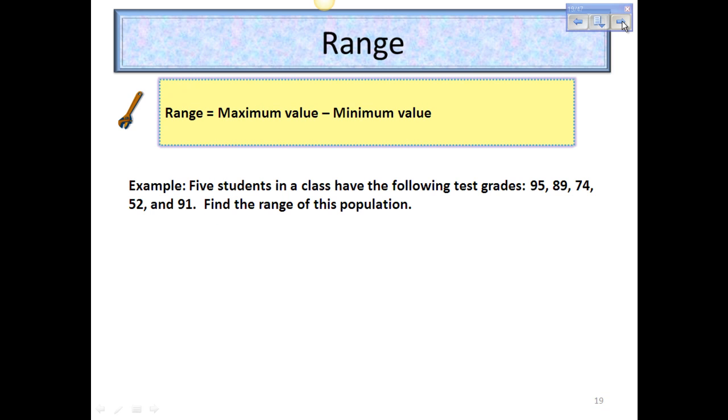So range. We have 5 students' test grades. Find the range. To find the range, we take the maximum value, which is a 95, and subtract the minimum value, which is a 52. And 95 minus 52 is 43.